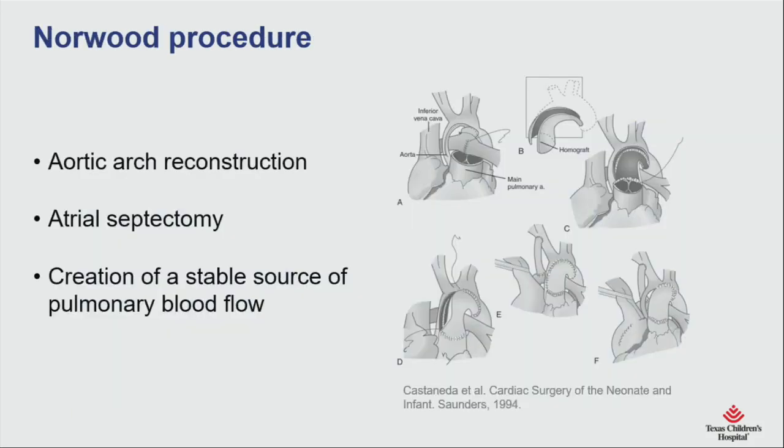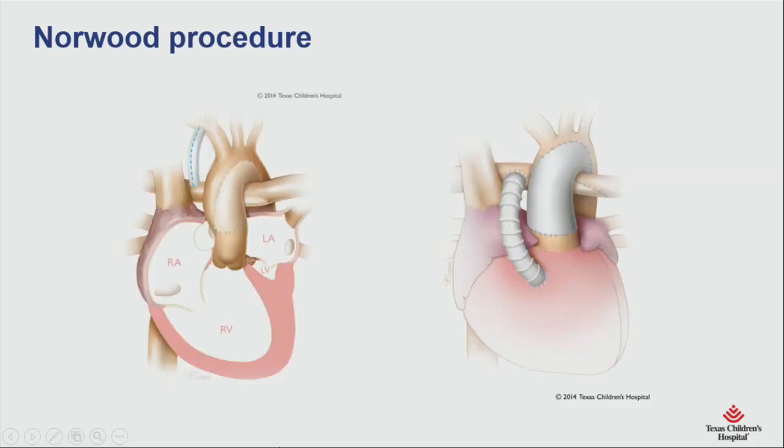So the Norwood procedure basically entails an aortic arch reconstruction, which you can do using a patch or different techniques depending on the center, an atrial septectomy, and then creating a stable source of pulmonary blood flow, which can be either a BT shunt or a Sano.